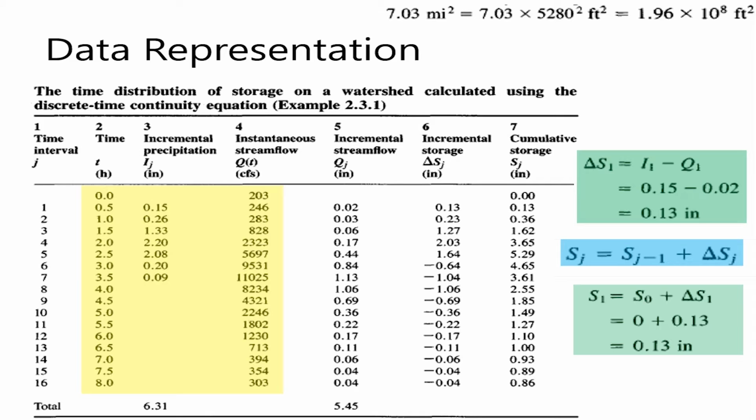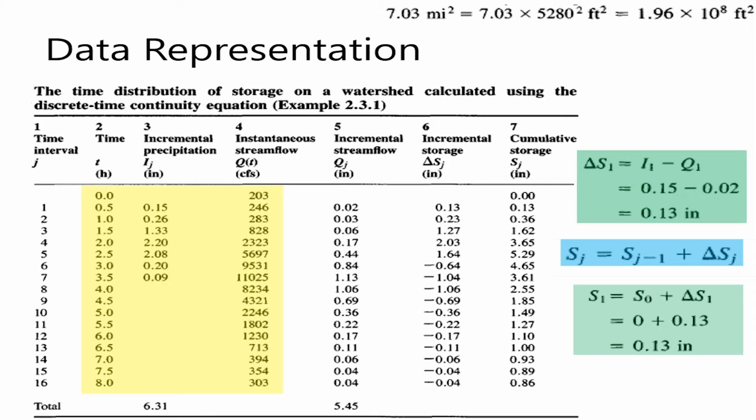You see here time t in hours, and in every interval of half an hour, rainfall is given. From 0 to 0.5 hour, the rainfall is 0.15 inch, and from 0.5 hour to 1 hour, the rainfall is 0.26. Similarly, from 1 hour to 1.5 hours, rainfall is 1.23 inch. Like that, the rainfall data is given, as well as the outflow at the watershed.